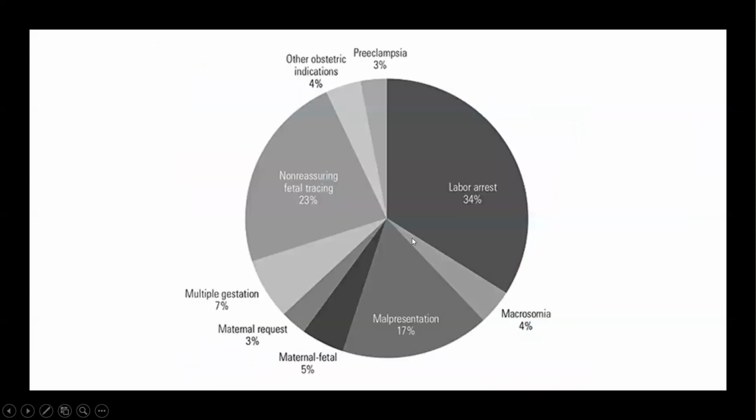Looking at the reasons for cesarean section, I want you to pay very close attention to this slide. Here, 23% of our cesareans are done for non-reassuring fetal tracings. These are babies we're concerned are not getting enough oxygen. Only 23% of our C-sections are done for that. Another 7% are done because of multiple gestation. Another 3% are done because of preeclampsia. Look at this one. 34% of our C-sections are done for labor arrest, meaning labor that didn't continue, labor that wouldn't finish to the end. 17% are done because of fetal malposition.